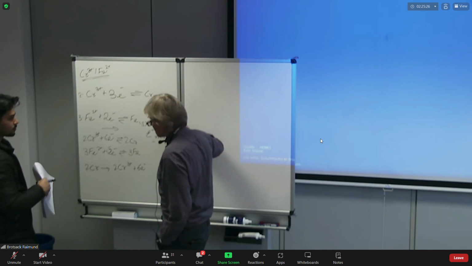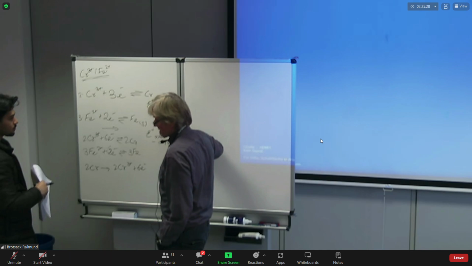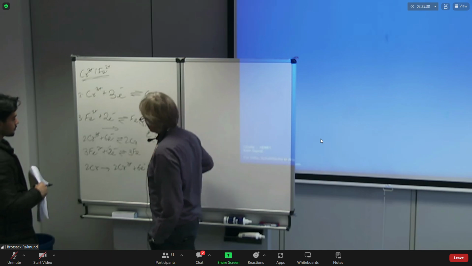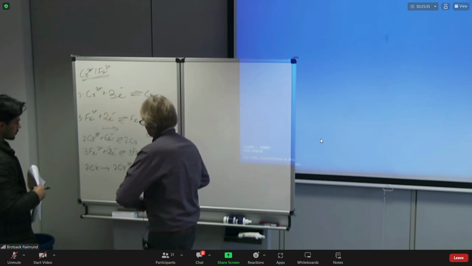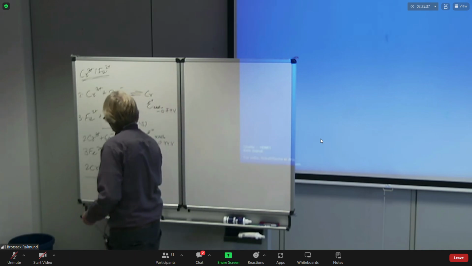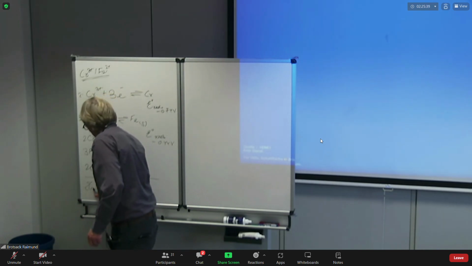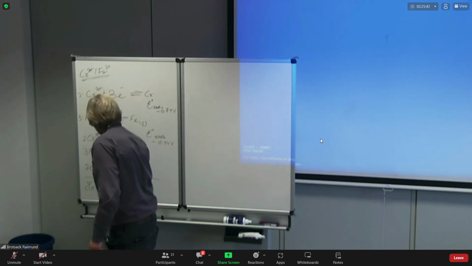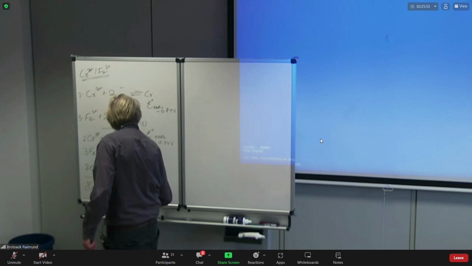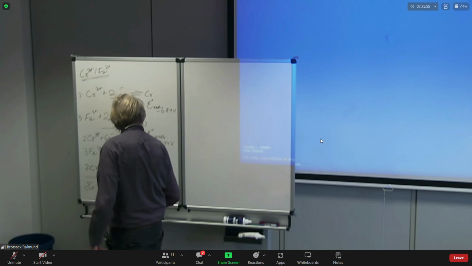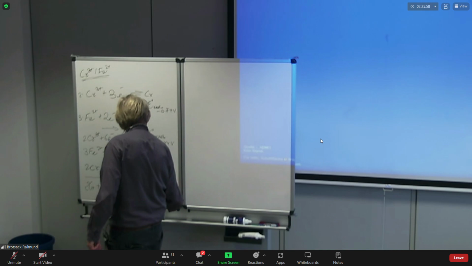No, you can always just measure it, and it works in the direction as you look at it now when you summarize it. When you summarize it, we have 2 chromium plus 3 Fe2+, and it leads to 2 chromium 3+ plus 3 Fe. That is the way it works.